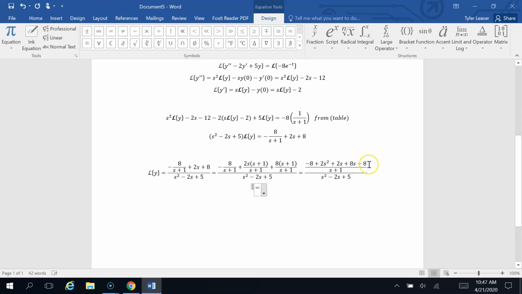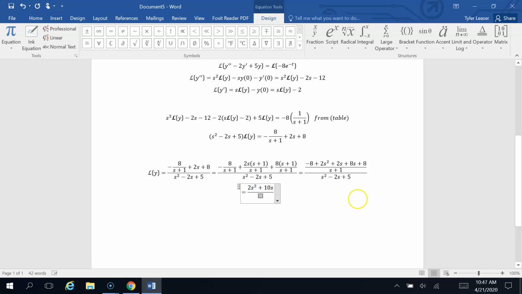Keeping it going with the simplification now, the negative 8 here and the positive 8 there cancel out. Also, this s plus 1 here, I can just move to the denominator. You can think of that as the division of a fraction. So we're going to end up with this. We still have the 2s squared in the numerator. 2s and 8s will combine together to be a 10s.